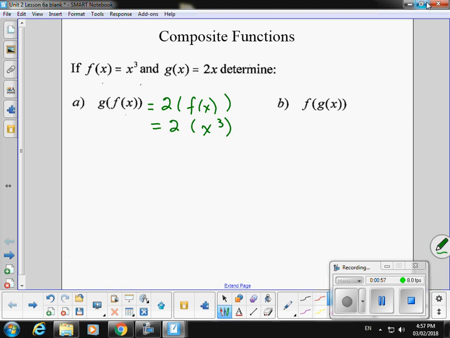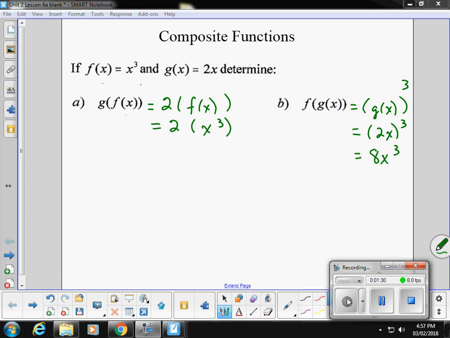Whereas f at g at x says my function f, which is my primary function, is to cube something. So I am going to take whatever's in the brackets, g of x, and I'm going to cube it. G of x is 2x, and I'm going to cube that. I'm going to get 8x cubed. We don't get to the same place if we have g of f at x or f at g at x because we have different primary functions.